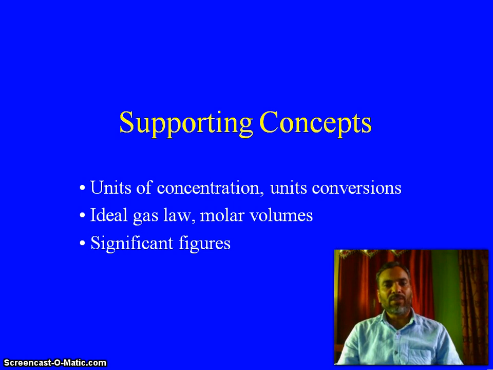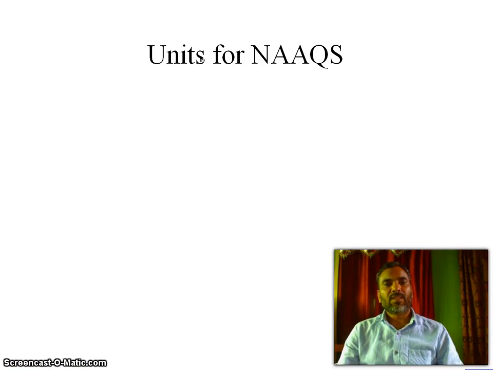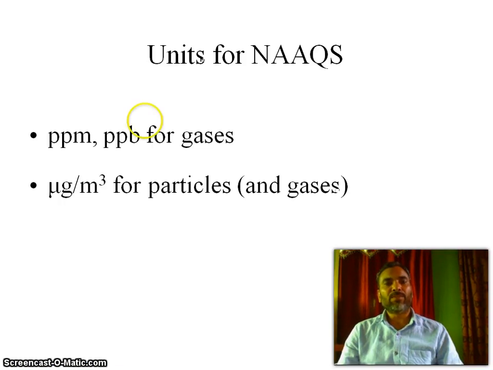So, supporting concepts: units of concentration, unit conversions, ideal gas law, molar volume, significant figures. You should know these things. The important units are ppm and ppb. If you are talking about air chemistry, then they are always reported in ppb, parts per billion, and ppm, parts per million, for gases, and micrograms per cubic meter for particles and gases.